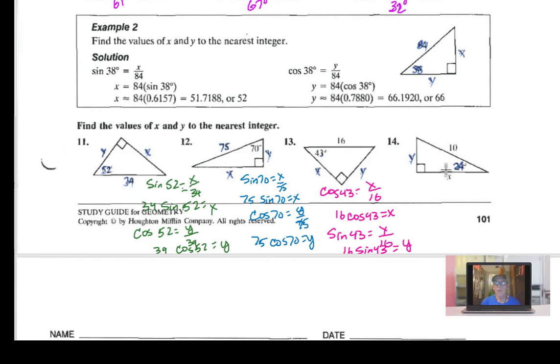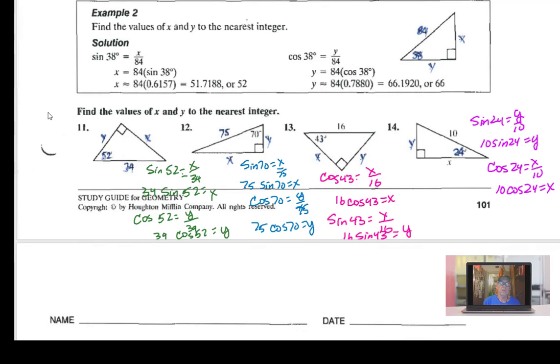For the last one on this page, we have 24 as our reference. Y is opposite, x is adjacent. So sine 24 equals y over 10, which means 10 sine 24 equals y. And for x, it's an adjacent. We have cosine 24 equals x over 10, or 10 cosine 24 equals x. And they want this to the nearest integer. These need to be simplified.